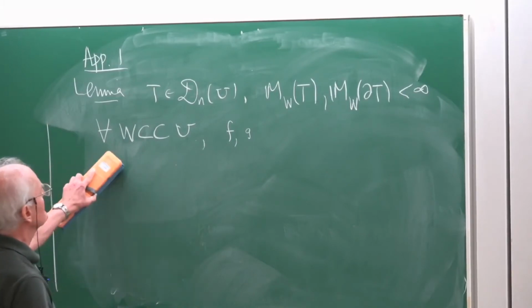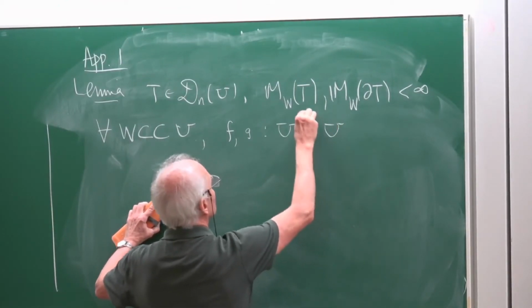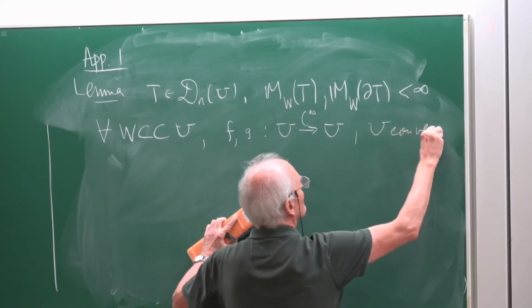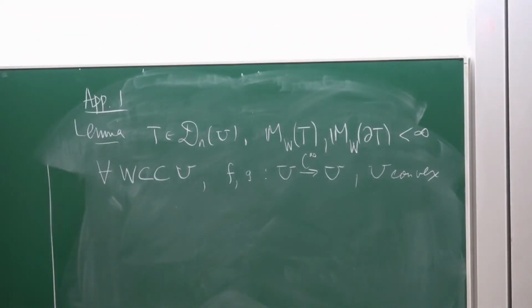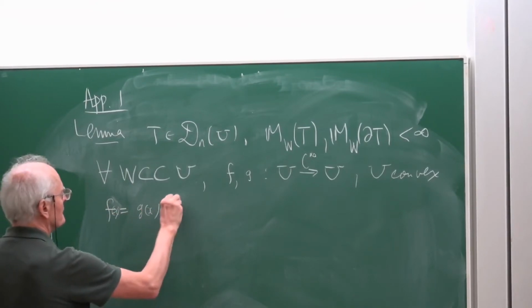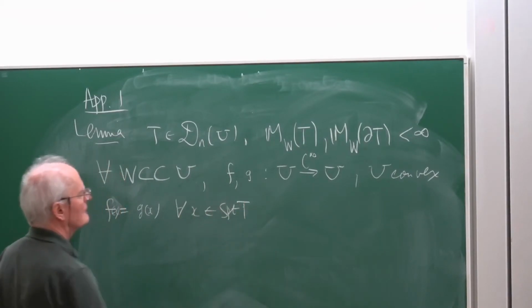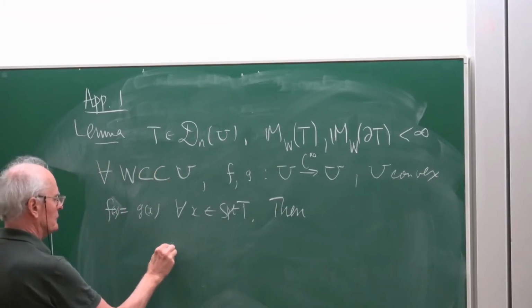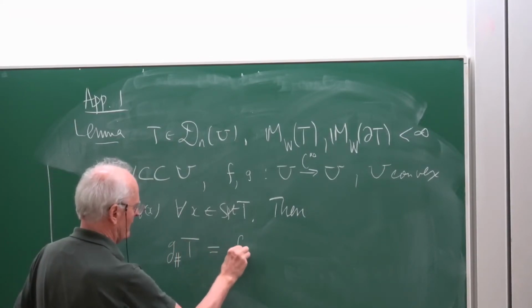So now let's come back to this lemma. Yes, so f and g map U into U', C infinity, and U convex, because we want to use that affine homotopy. And f equals g, f(x) equals g(x), for every x in the support of T. Then the claim is that g sharp of T is equal to f sharp of T.